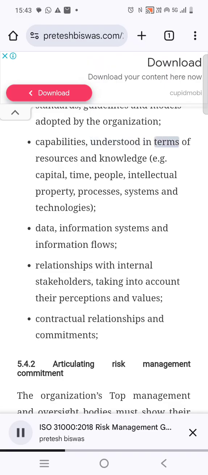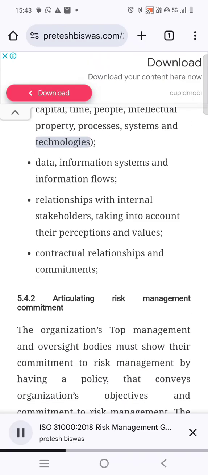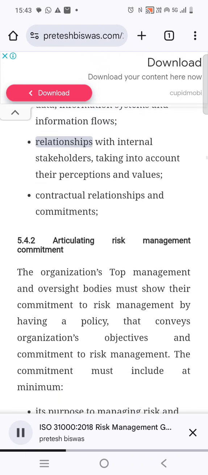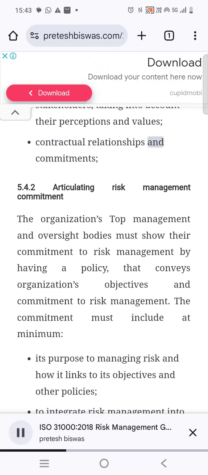Capabilities, understood in terms of resources and knowledge, e.g. capital, time, people, intellectual property, processes, systems and technologies. Data, information systems and information flows. Relationships with internal stakeholders, taking into account their perceptions and values. Contractual relationships and commitments.